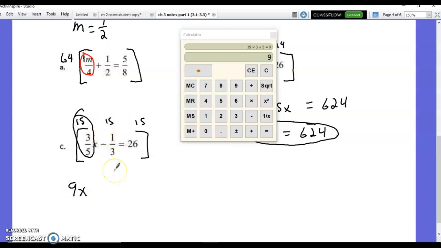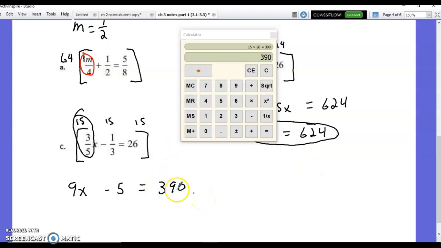Now I have to do 15 times a third. So 15 times 1 divided by 3 gives me 5. So that's going to be negative 5. Equals 15 times 26. That gives me 390.